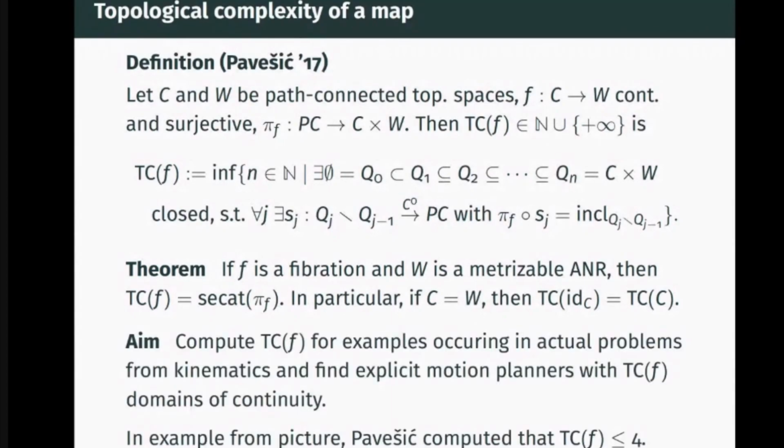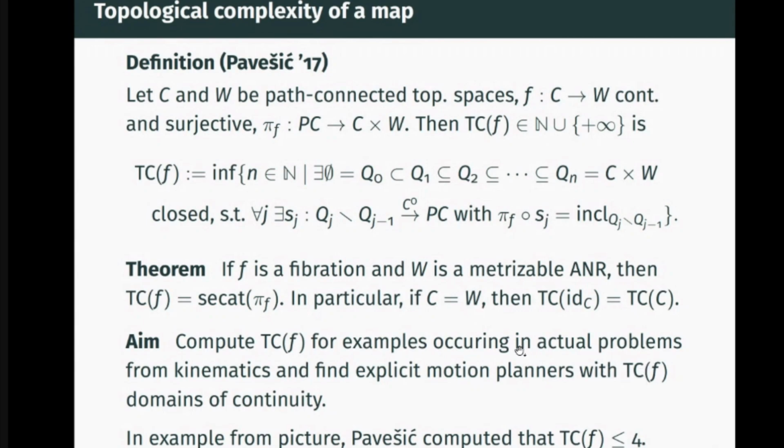So the aim is now, and this is what you could use this for, that you want to really compute TC of f for really concrete examples from actual problems in kinematics, where you have some map from the torus to some reasonable workspace, or to some configuration space of explicit linkages. And then, of course, because we're really talking about concrete robotics here, find explicit motion planners. All the estimates don't really help if you can't find solutions for your problems. So we want this with few domains of continuity.